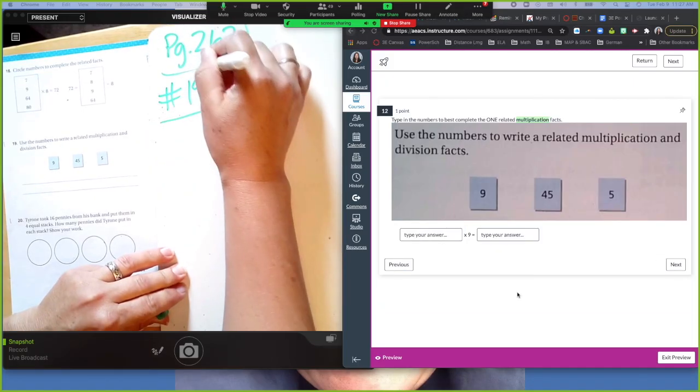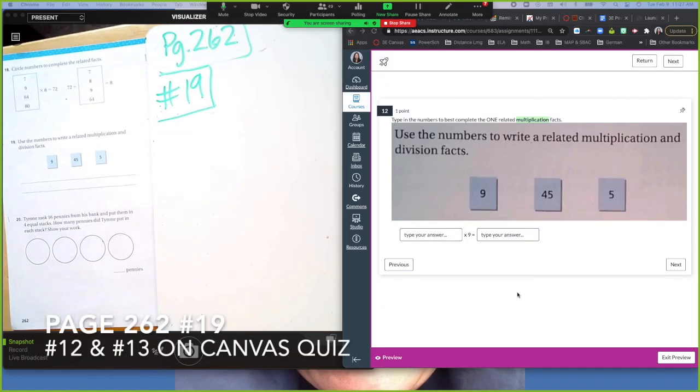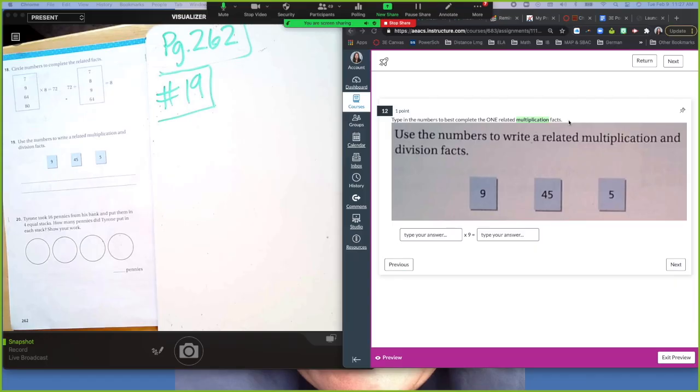And this is another one of those related multiplication and division facts. So it says type in the numbers to best complete the one related multiplication fact. Oh, facts, I have a typo. So something times 9 equals something, right? We're going to have our part times our part equals our whole. Rebecca, what do you think it is?